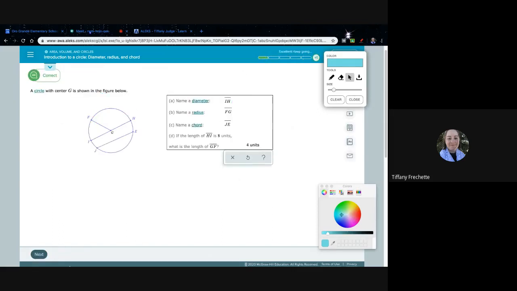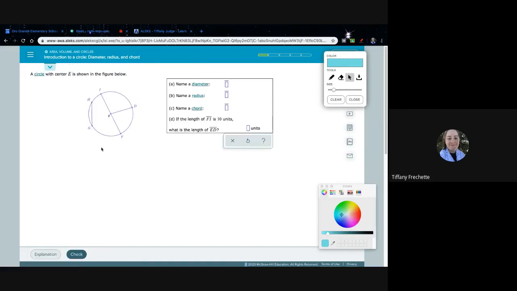All right, let's clear that out and do the next one. Name a diameter. Remember, it goes through the center and touches both sides. Oh, I've got to turn my pen on. So we have IF. Next, radii. We can choose any one we want, but I'm going to do this one because it's the one they're pointing out. That's ED. Sorry.